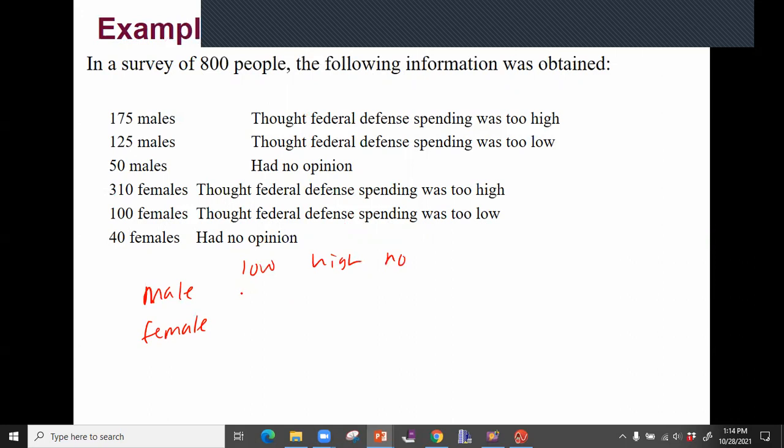And so when we fill this in, this is a male, 175, and they are for high opinion, right? This is a male, they're for low, so males for low is 125. Males with no opinion is 50. Females, so 310 females had high opinion. 100 had low opinion, and 40. And that is how you turn it into a matrix.